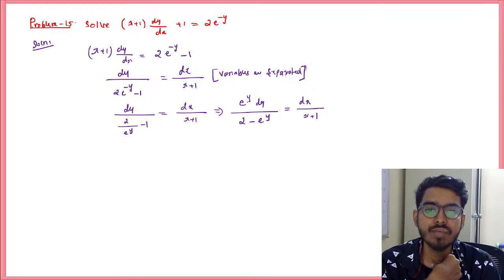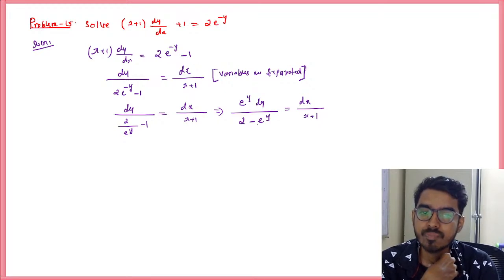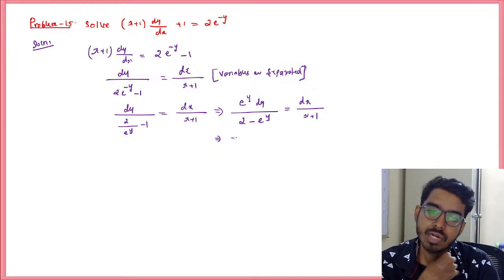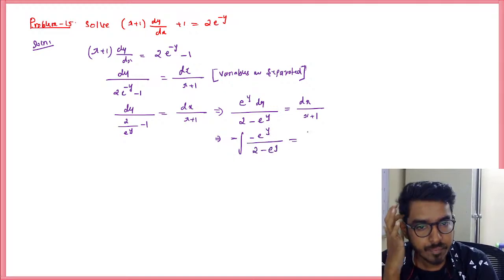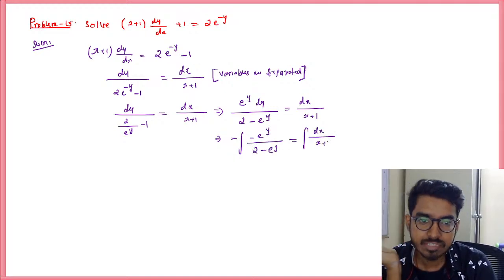Again, you can see f of x, f dash of x. But here we should have a minus, right? So if we differentiate this, we will have 0 minus e^y. So minus is missing here. So what we'll do is we will write this as minus of minus e^y divided by (2 - e^y). So integration of dx by (x + 1), right?